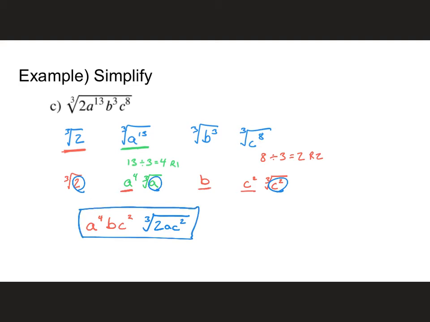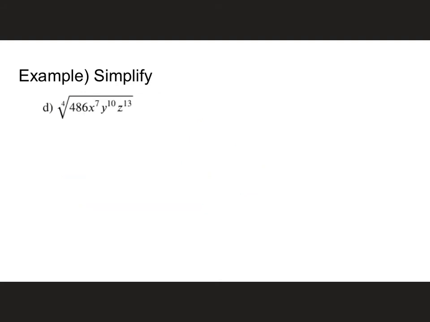It's been simplified down as much as I can. The stuff that can come out, comes out. The stuff that has to stay put, stays put. Please be very careful. It's very critical that you keep the index number the same, right? That it was a third root up here at the beginning of the problem, and at the end, it's still a third root. At this point, I would encourage you to pause the video and try out example D. When you unpause the video, I will work through this problem for you.